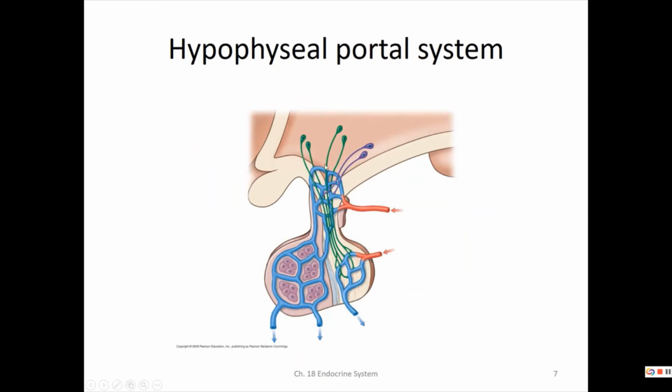Hypophyseal portal system, I just want to briefly mention that it's the capillaries here that allow any releasing and inhibiting hormones from the hypothalamus to go straight to the anterior pituitary cells and allow these cells to be turned on or turned off before it ever got to general circulation. That was something we talked about in lecture.